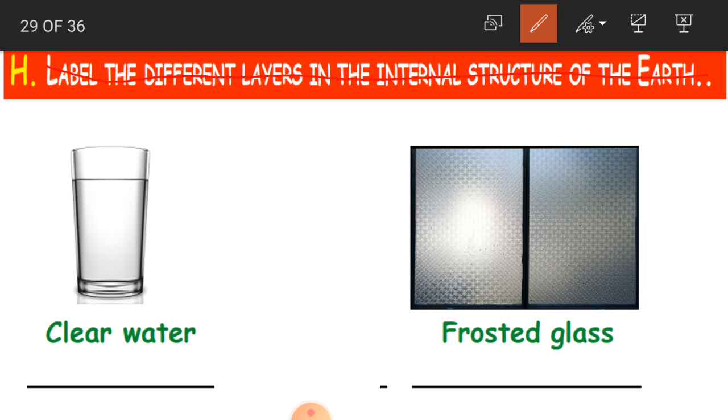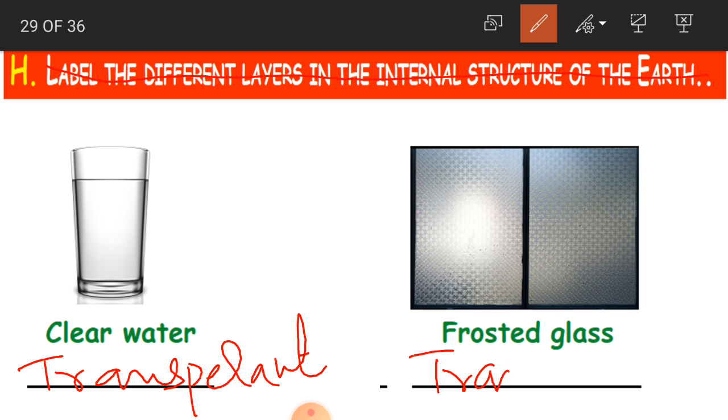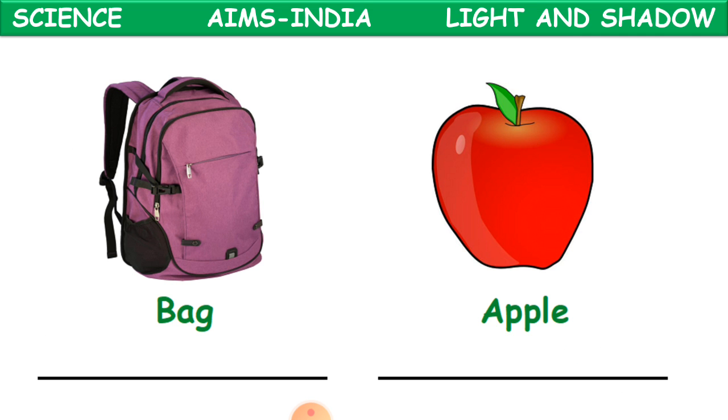So you have to just label the name of these materials, whether they are transparent or translucent. Okay. So clear water is what? Transparent. And frosted glasses? Translucent. Okay. Clear? Bag, apple, these are all opaque materials.